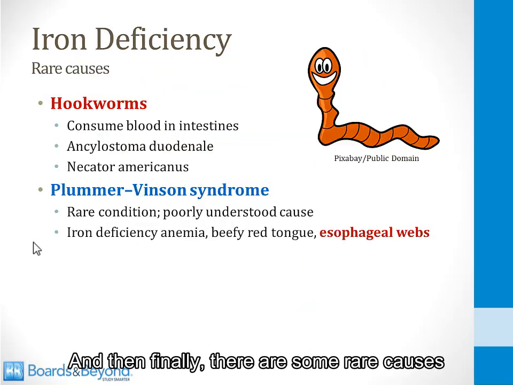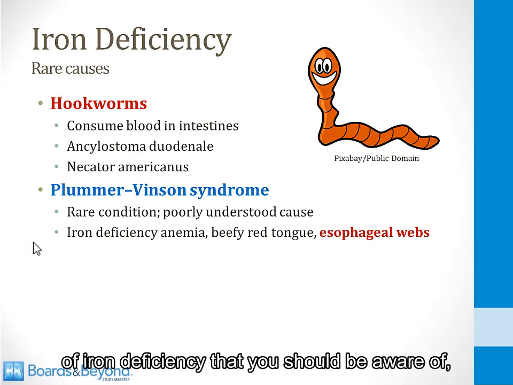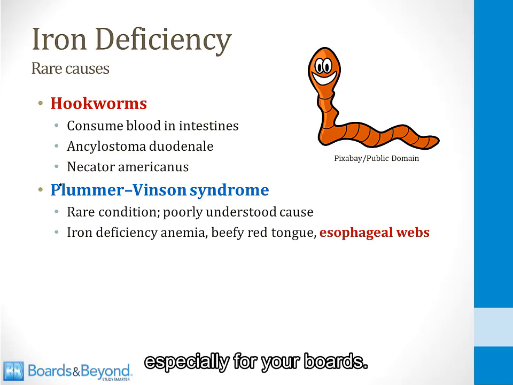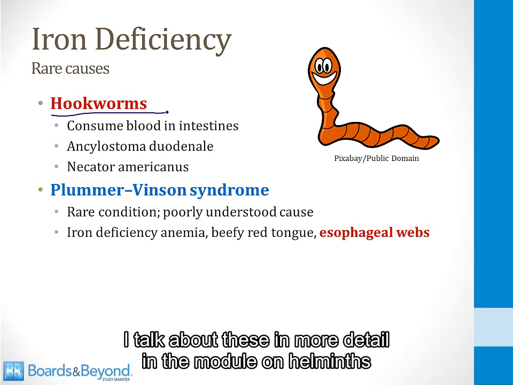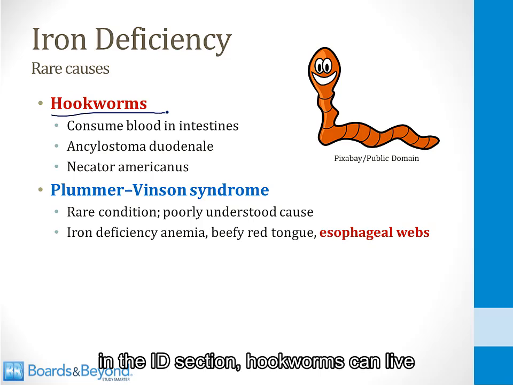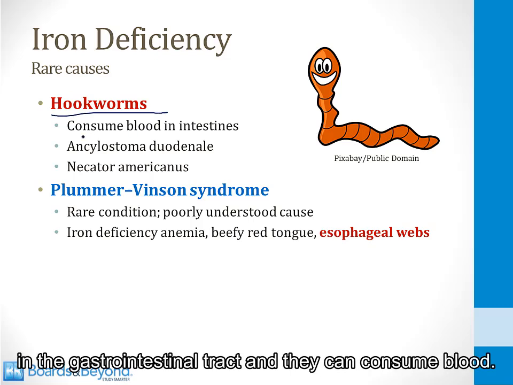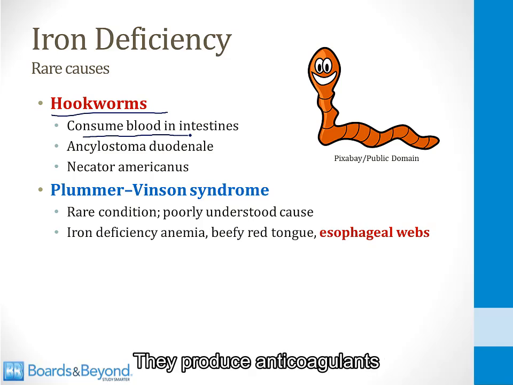And then finally, there are some rare causes of iron deficiency that you should be aware of, especially for your boards. The first cause is hookworms. I talk about these in more detail in the module on helminths in the ID section. Hookworms can live in the gastrointestinal tract and they can consume blood. They produce anticoagulants and they're able to basically suck blood out of the intestines.